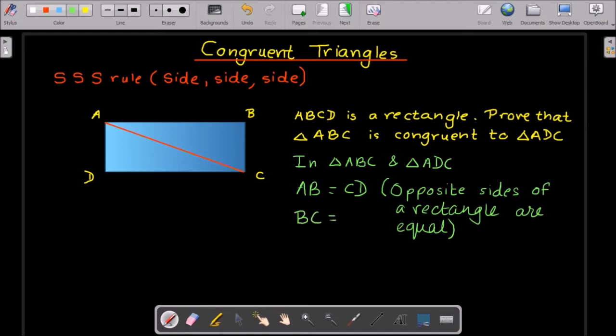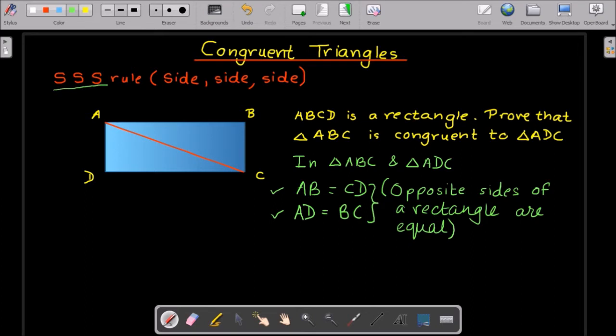Now my second point is AD is equal to BC. Now AD is this side over here and BC is this side over here. Again, the reason is the same, so I'm not going to rewrite it. I'm just going to put a little bracket kind of thing to point out that both of these points have the same reason, that is opposite sides of a rectangle are equal.